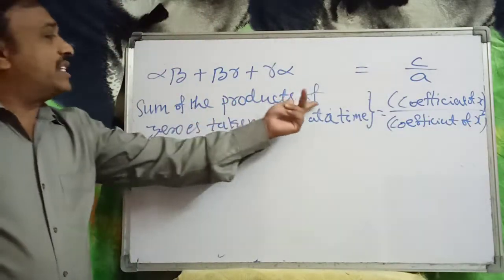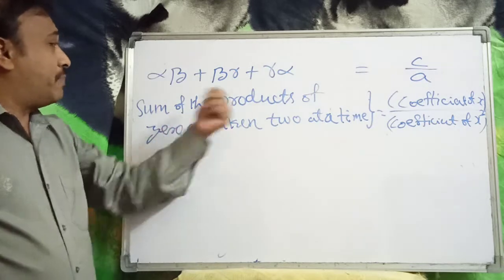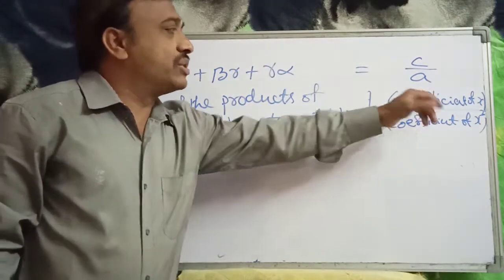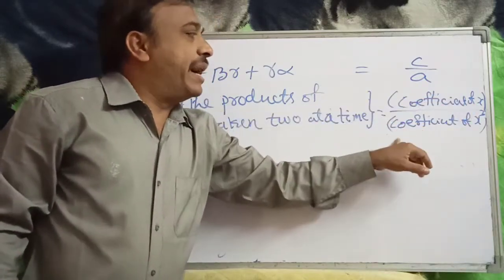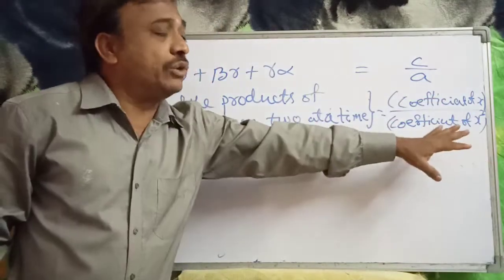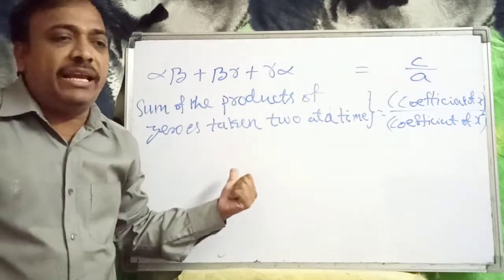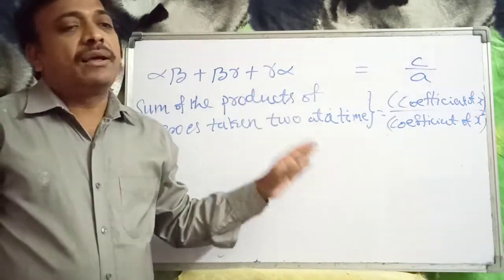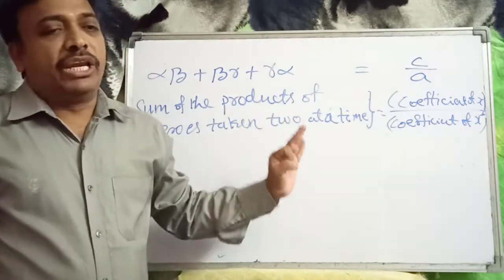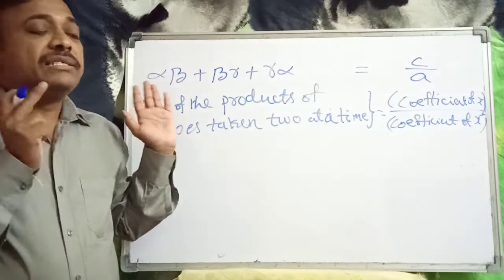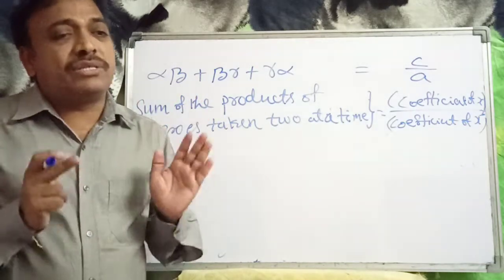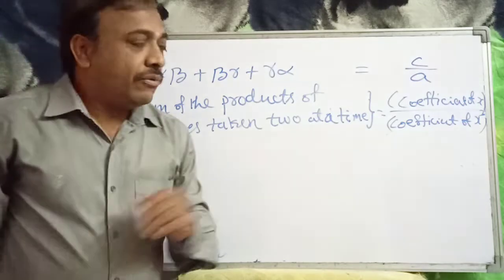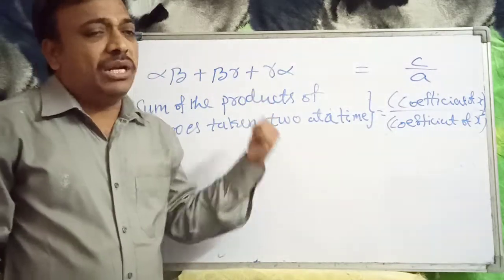Sum of the products of zeros taken two at a time is equal to the coefficient of x by the coefficient of x cube. This is the relation between the zeros and the coefficients of a cubic polynomial. We saw the relation between the zeros and the coefficients of a cubic polynomial. We will see one example based on this.